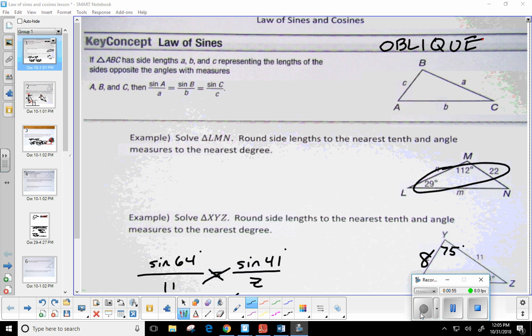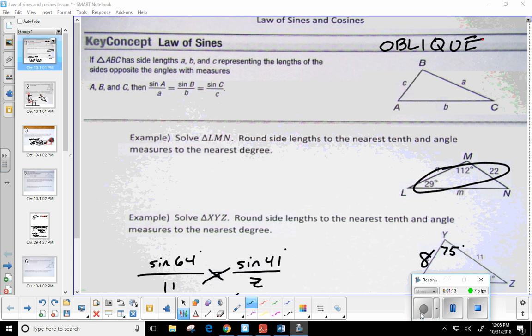Okay, so what were we talking about yesterday? Well, we've been talking a lot about trigonometry and right triangles, so we're going to kind of step away from that for just a little bit. We're going to start looking at oblique triangles. What does that mean? There you go. It's a triangle that does not have a 90-degree angle.